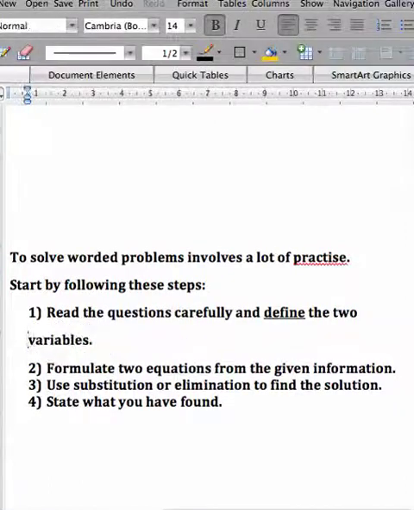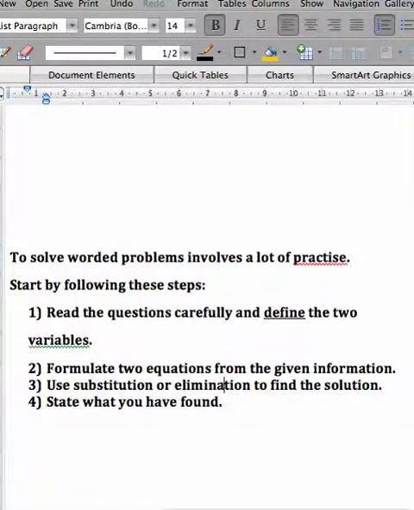So second point, formulate 2 equations from the given information. So when you have your 2 equations, you are to then come up with 2 equations from the information given, and then with those 2 equations, you have to use either substitution or elimination to find the solution. And then, of course, state what you have found. It's important that you explain what you have found to show that you understand what you were doing.